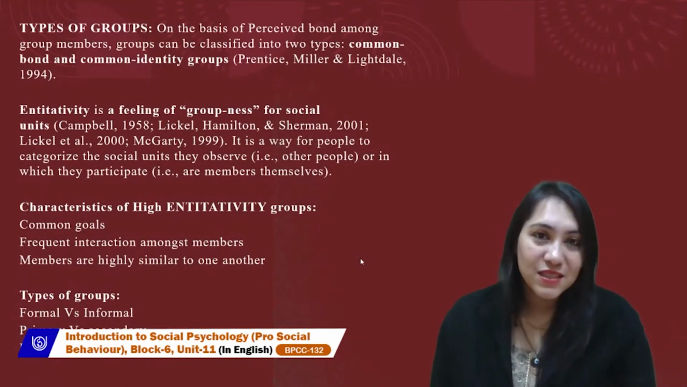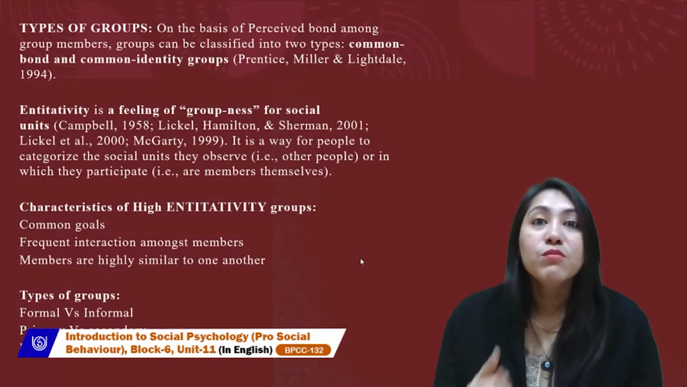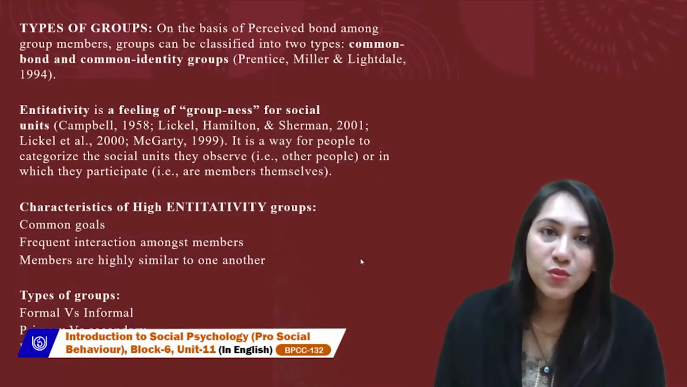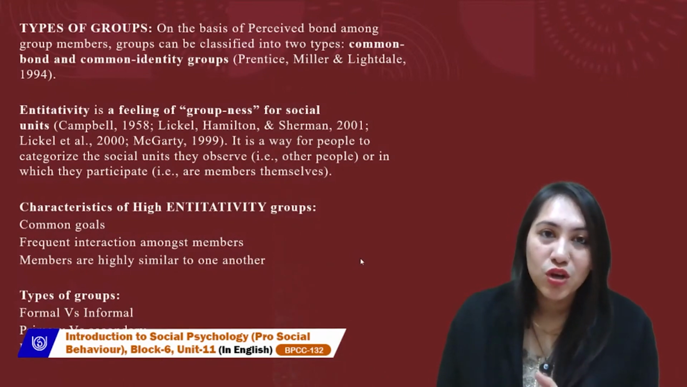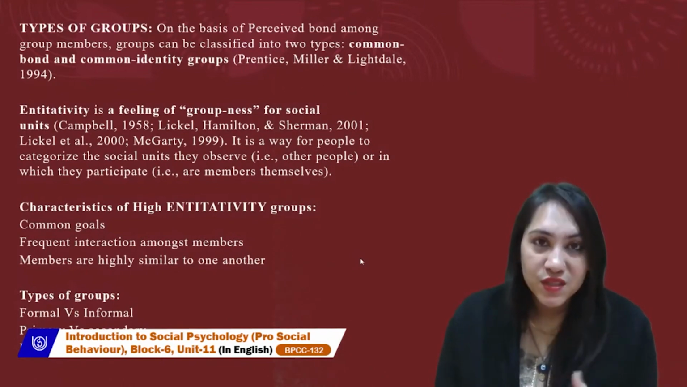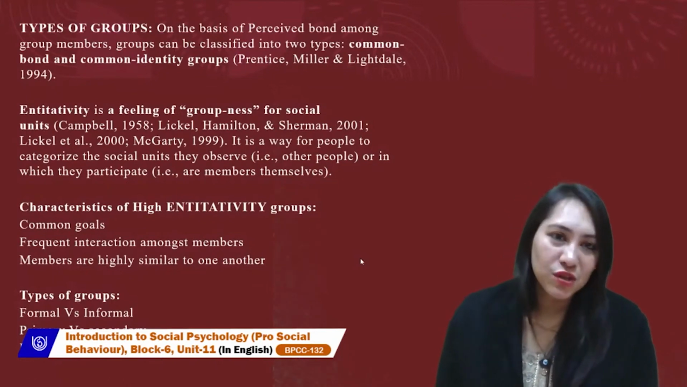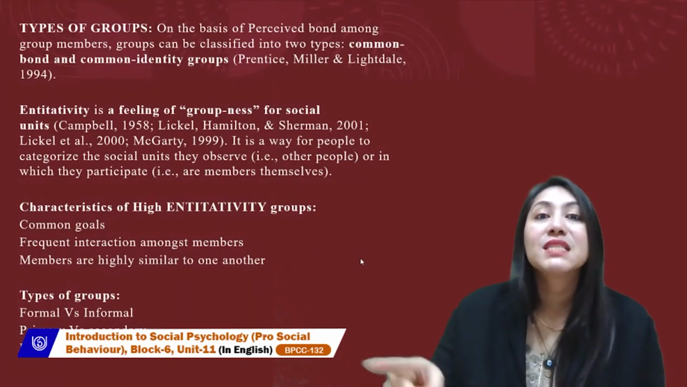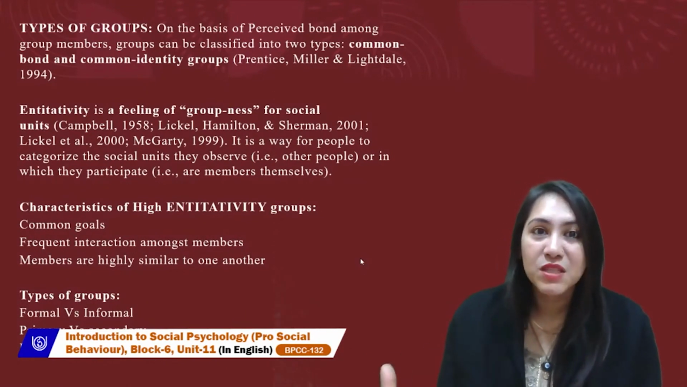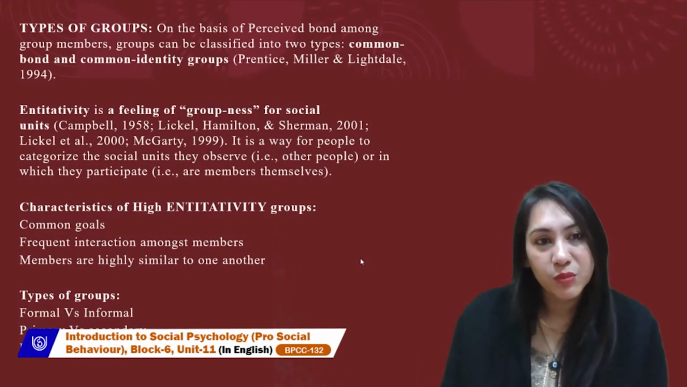What is a common identity group? When there are common motives, when there are common tasks to be completed. We are not talking about emotional needs in the common identity group. We are talking about the motives, the tasks, the cognitive tasks that you need to complete. So these are common bond and common identity groups, which are formed on the basis of perceived bonds, on the basis of the bonding that you form with people.